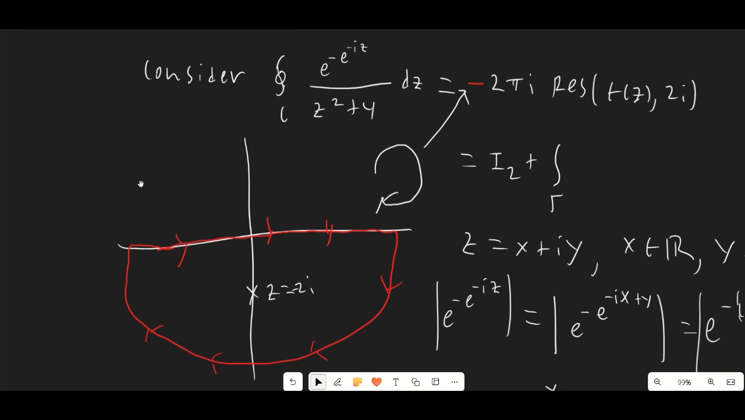There is one thing though. We have to use this contour in the lower half plane, which goes across our real axis, which is going to be I2, and it goes along this gamma contour.